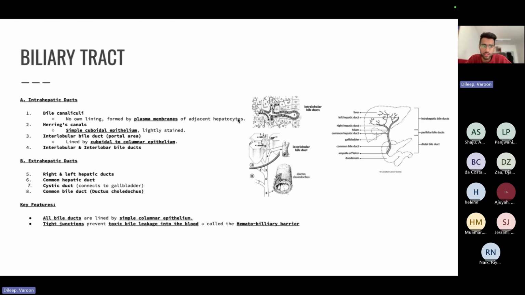And then you have the Herring's canals. They are lined by the simple cuboidal epithelium. After that, you have the interlobular bile duct and the interlobar bile ducts. These are lined by the simple columnar epithelium.